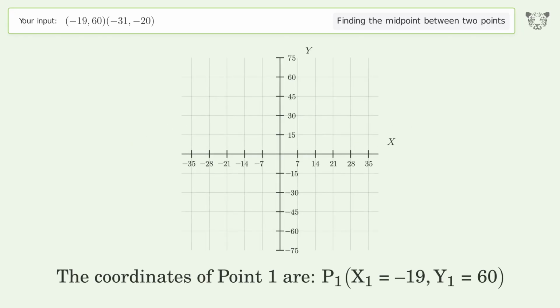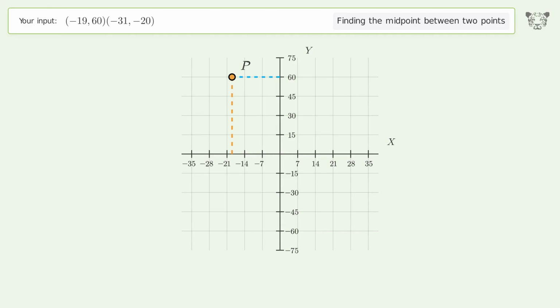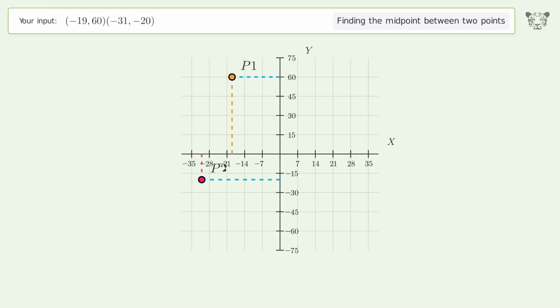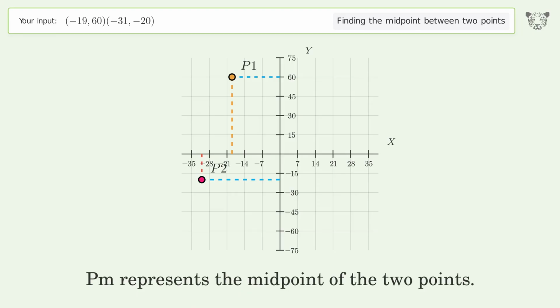The coordinates of point 1 are, x1 equals negative 19, y1 equals 60. The coordinates of point 2 are, x2 equals negative 31, y2 equals negative 20. PM represents the midpoint of the 2 points.